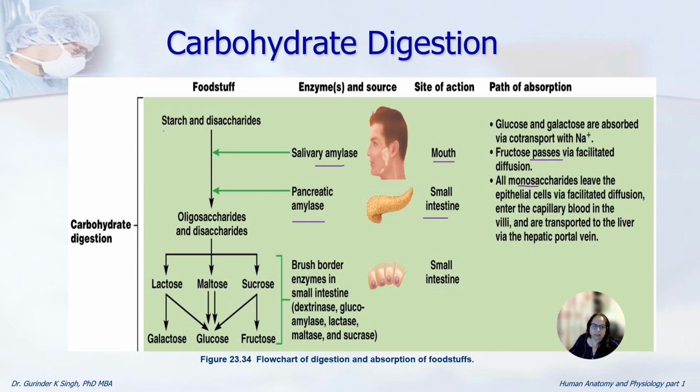So pancreatic amylase is in the small intestine. It will break down the starch and the disaccharides into oligosaccharides and disaccharides, and from there it goes to lactose, maltose, and sucrose. And then lactose is made up of galactose and glucose. Maltose is made up of 2 glucose molecules, and sucrose has 1 glucose and 1 fructose. Okay, so these enzymes are present in the brush border of the small intestine.